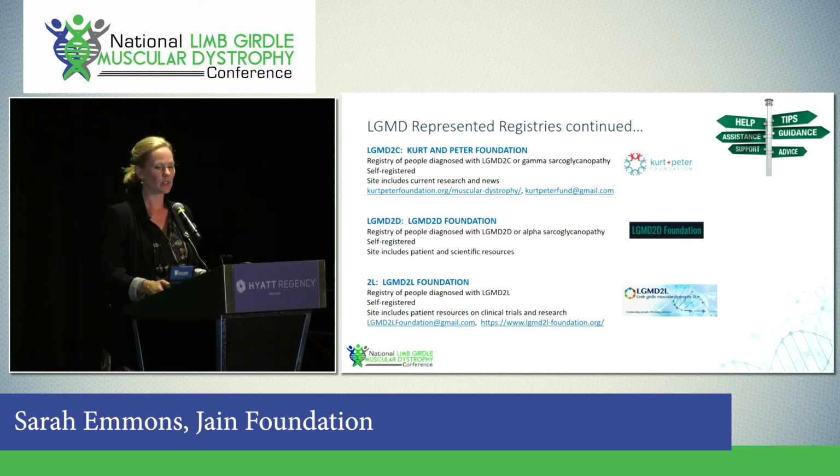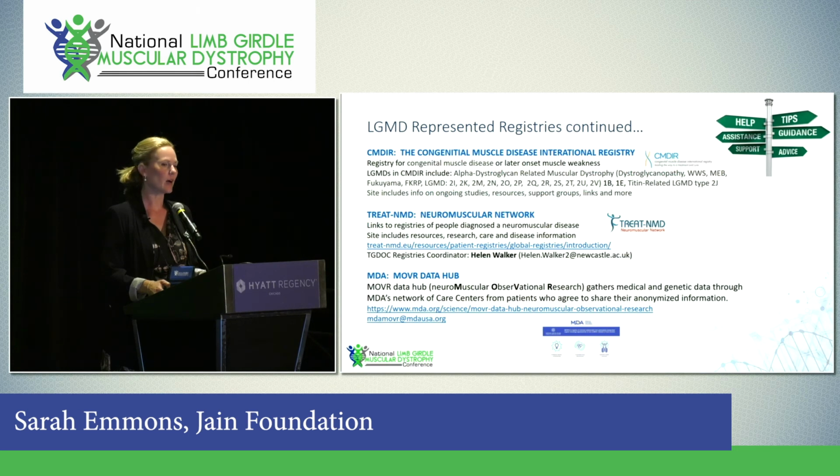I would just encourage you to seek out, if there isn't a registry for your subtype, the Jane Foundation would be happy to help you. We would share some of our contacts and help you get started with that. CMDIR covers a huge umbrella of congenital muscular dystrophies. This is an incredible registry. They have a ton of resources, support groups, links, and it's a very active, amazing registry.